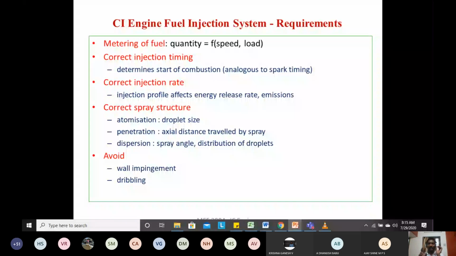And also, if the engine is a multi-cylinder engine, there should be proper distribution of fuel to every engine cylinder. So these are the parameters to be taken care of by the fuel injection system in a CI engine.